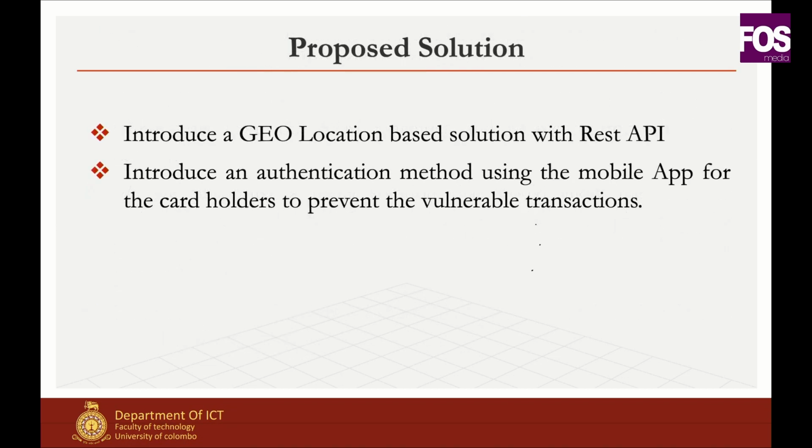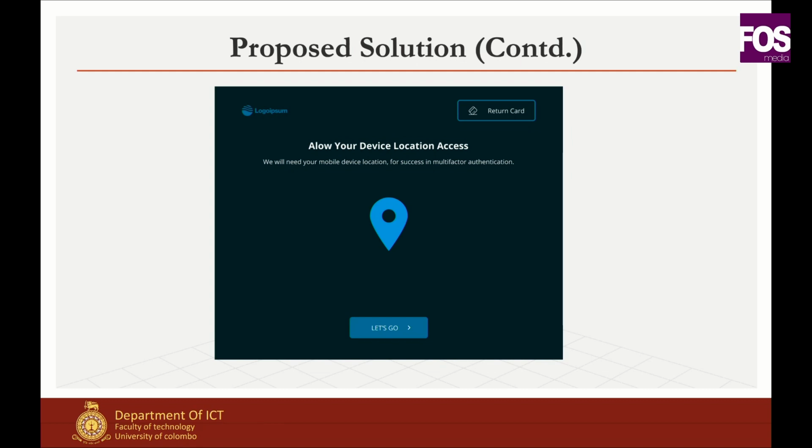So we propose two methods. One is a geolocation-based solution with a REST API, and also we can introduce a mobile app for card holders to prevent these vulnerable transactions. We'll discuss these two solutions. If we use the geolocation-based solution and the mobile app, first of all we have to change the software of the system, without changing or adding any hardware component, just making some changes to the software and allowing the device location access. We have to register the mobile phone with the card.